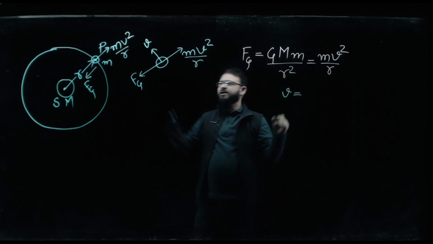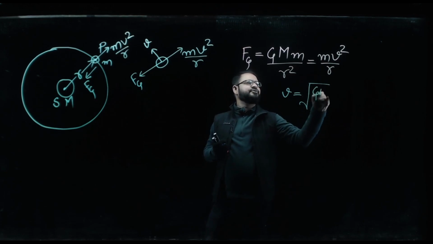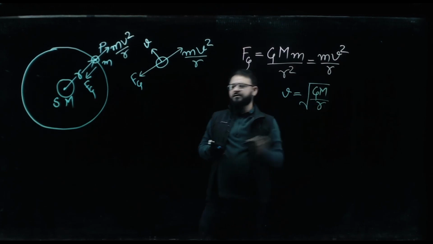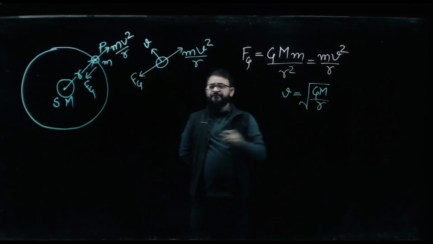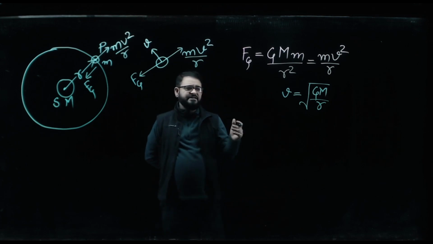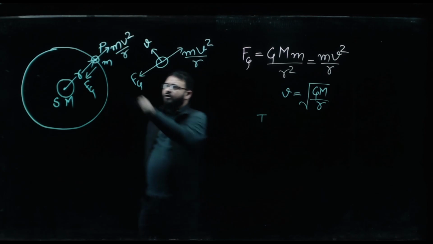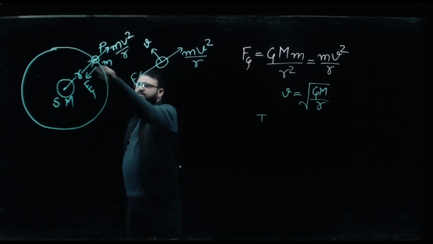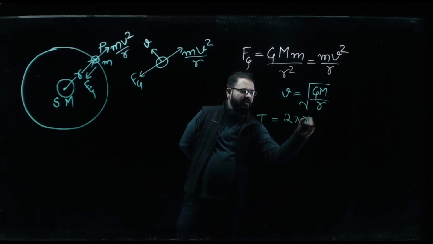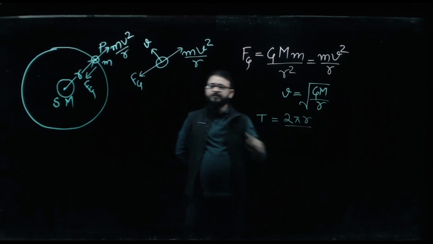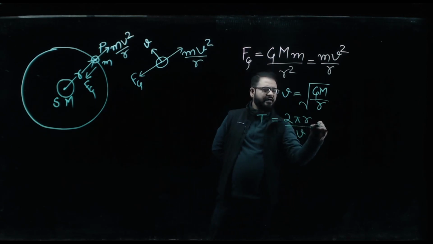If we now do a little bit of algebra, we can clearly see the velocity of the planet will be given by square root of GM by r. We also use this in gravitation as our orbital velocity. If we know this velocity, we can easily calculate the time period. The time period of a complete revolution will be the distance, that is 2 pi r, divided by the velocity.